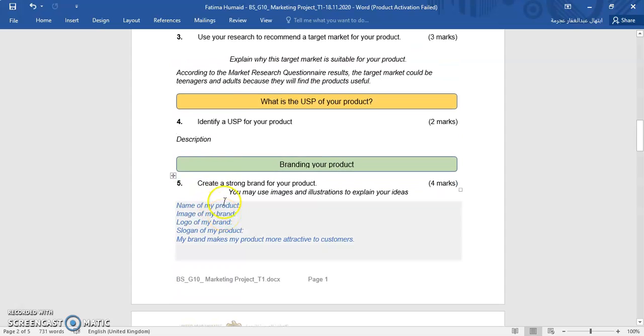Let's move to question number 5, branding your product. Create a strong brand for your product. You may use images and illustrations to explain your ideas. The score is 4 marks. So, to answer this question, the students need to write the name of their product, use an image of their brand, the logo of the brand, and the slogan of their product. And they're going to mention that my brand makes my product more attractive to customers.